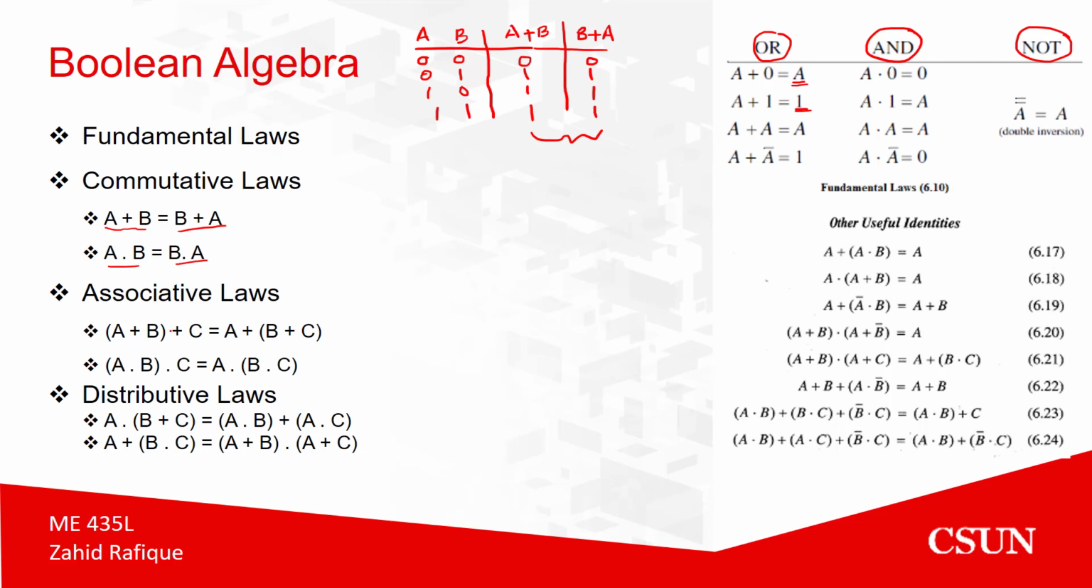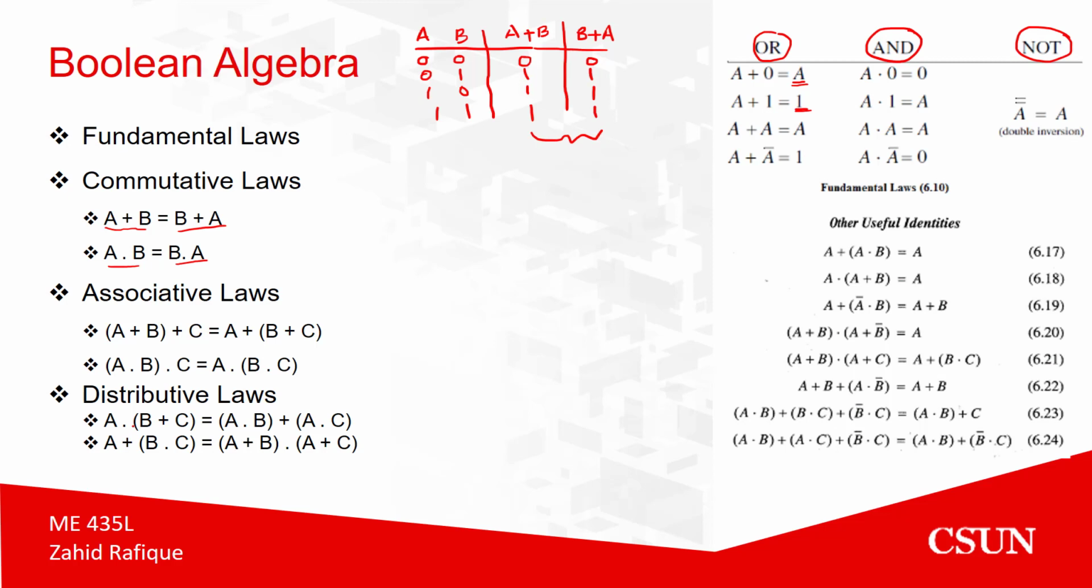For the associative law, if we have operators that are grouped together, we can use our associative law to change the grouping. So if A or B is grouped together and we OR it with C, our output is going to be the same as A OR a group of B or C. Similarly, A and B as a group ANDed with C is the same as A and a group of B and C. You can again use a truth table to prove this.